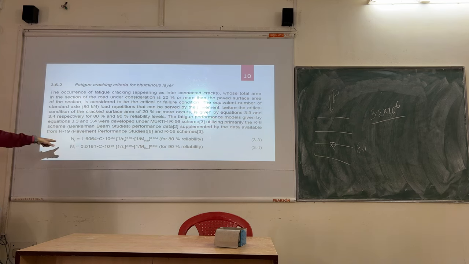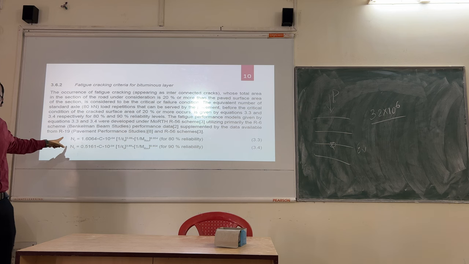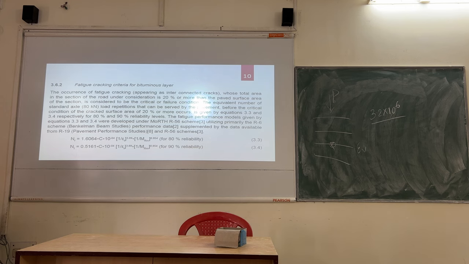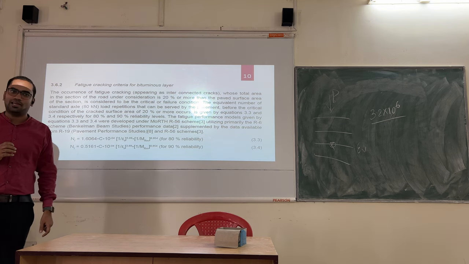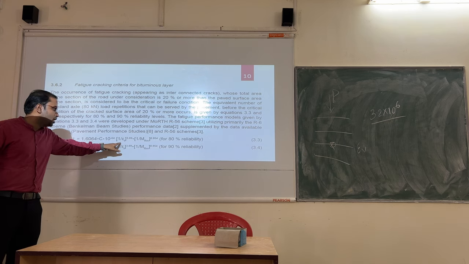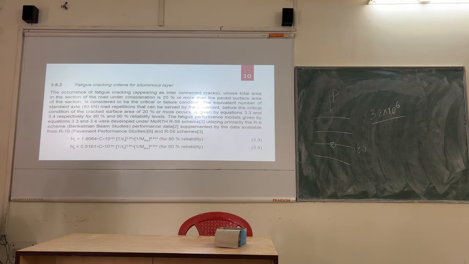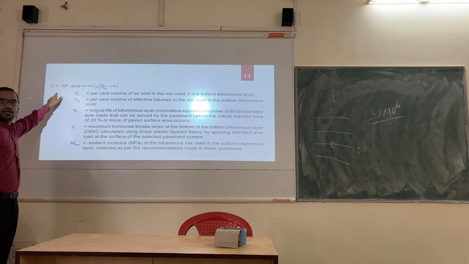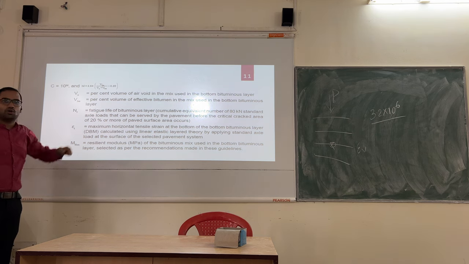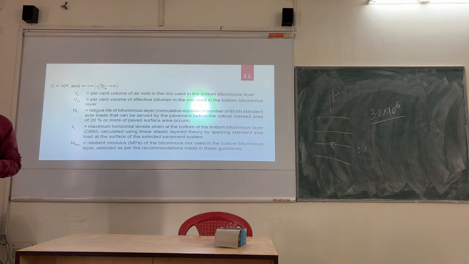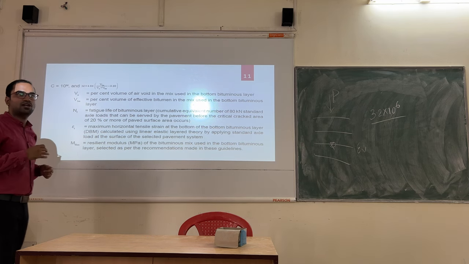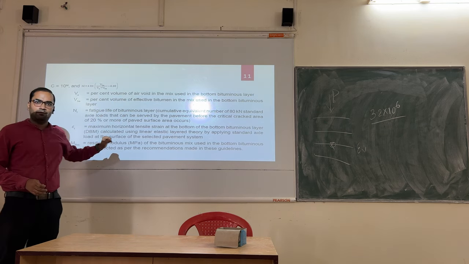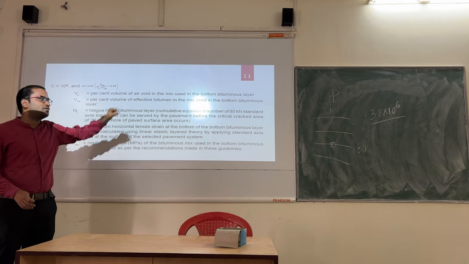Similarly, another formula that is used is for the fatigue failure criteria. Here also, you are getting the epsilon T value. That is basically the horizontal strain at the bottom of the bituminous layer. So you have to just input it here. Other parameters are also there, that is your C as well as your MRM. C is basically calculated using this formula, because whenever you are using this formula, that means you have earlier done Marshall mix design. In the Marshall mix design, you will get percentage air void, and you will get the value of percentage volume of effective bitumen.